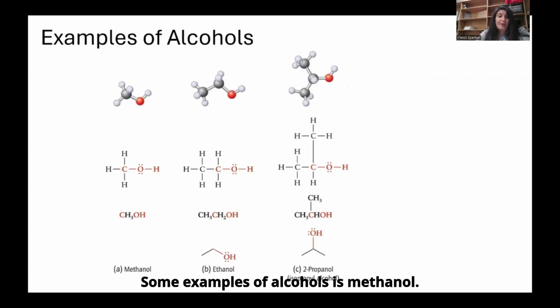Some examples of alcohols: methanol is a one carbon alcohol. A two carbon alcohol is ethanol. And then 2-propanol is shown, and another name for it is isopropyl alcohol, which you probably have heard of as rubbing alcohol.